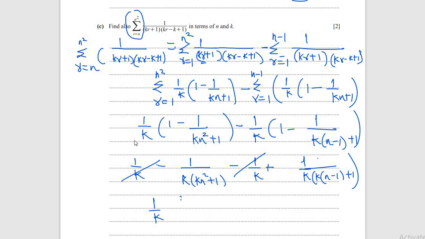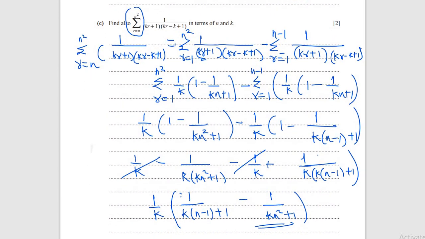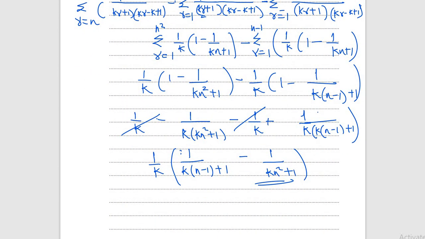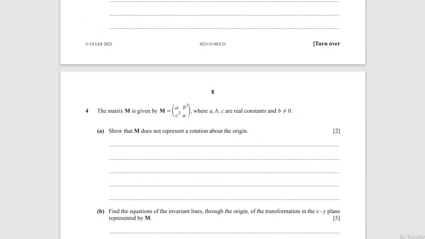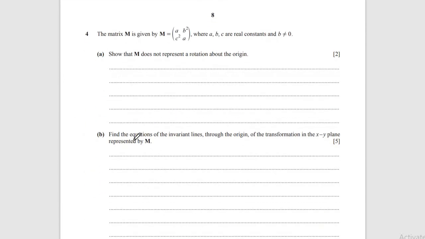So we have 1 over k, bracket 1 over k into bracket n minus 1, plus 1 minus 1 over kn squared plus 1. This is what they asked us. Find the summation of this also in terms of n and k. Now let's see number 4 question.